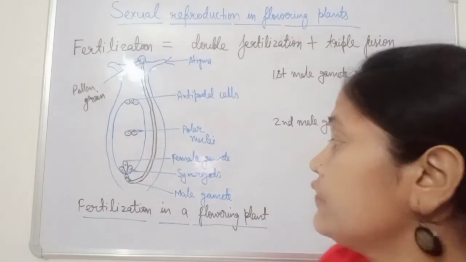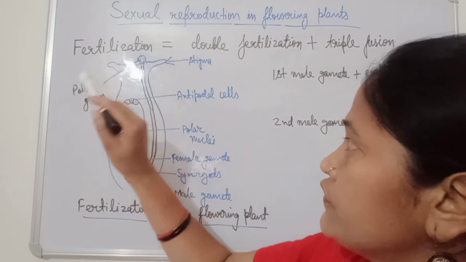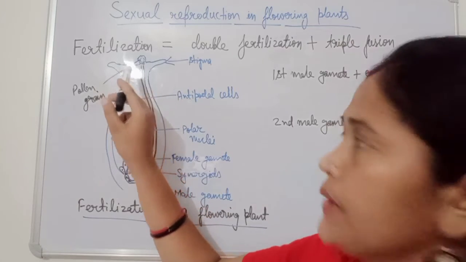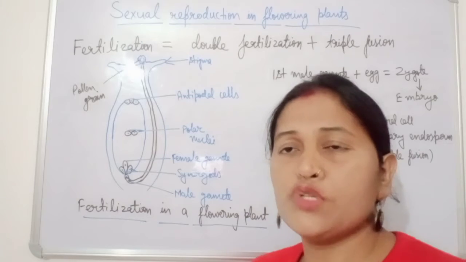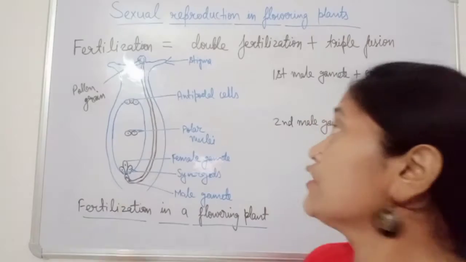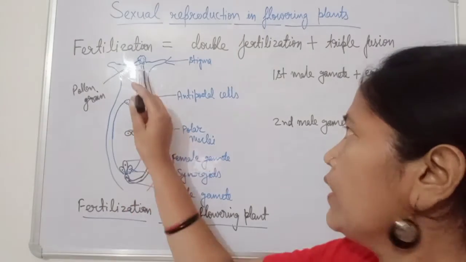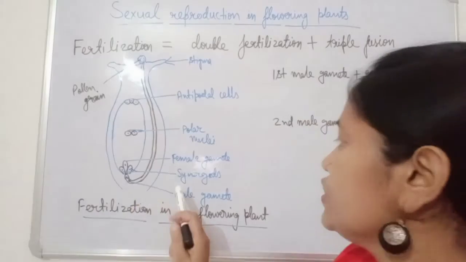First of all, see here there are different parts. After the pollen grain falls on the stigmal surface, it absorbs water and nutrients. After absorption of water and nutrients it grows like a tubular structure. This is known as the pollen tube, and this pollen tube contains two male gametes.